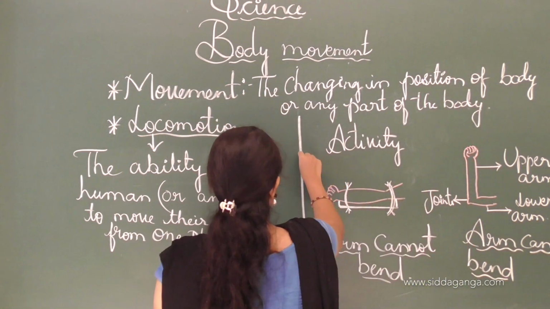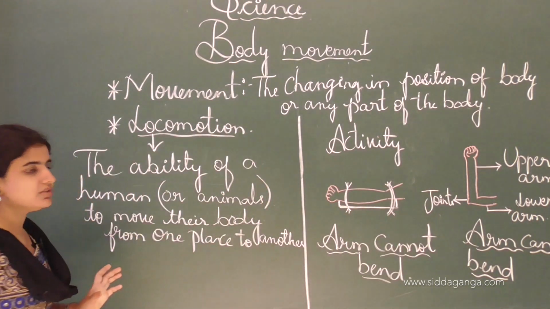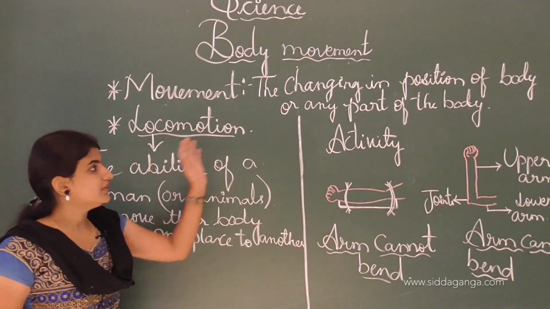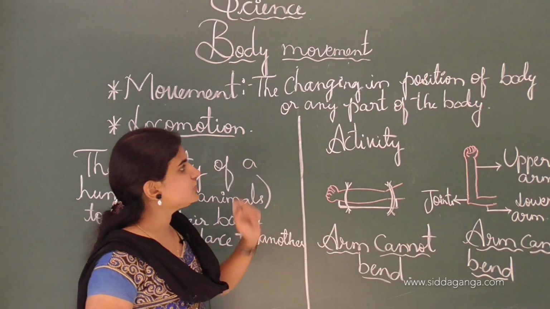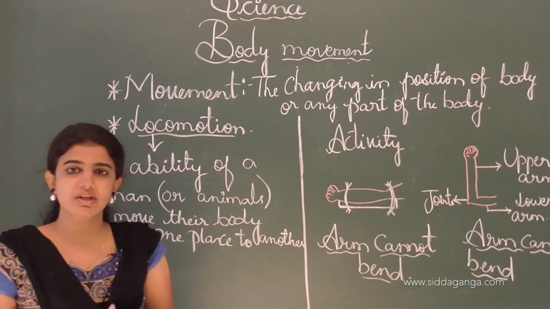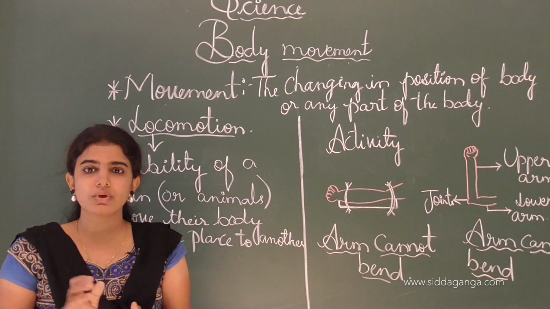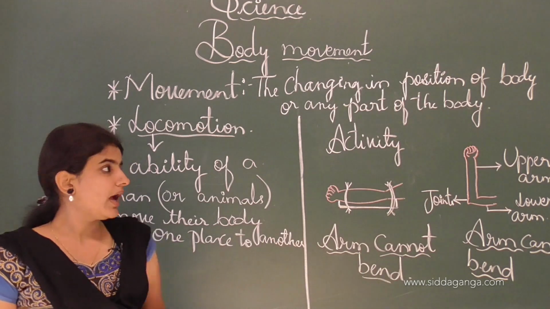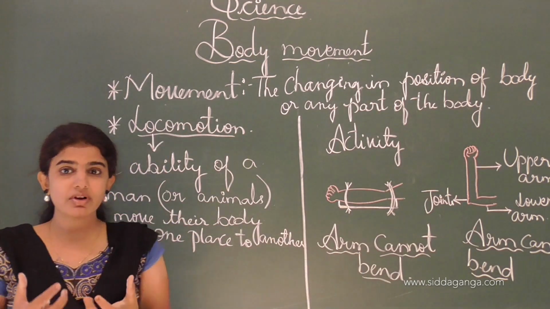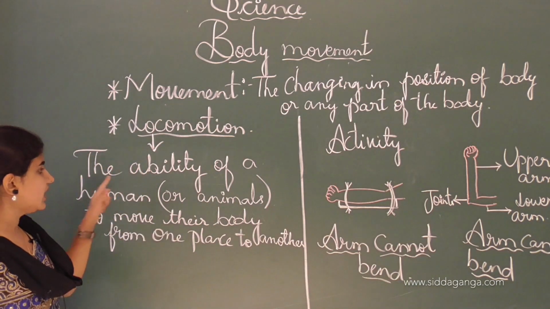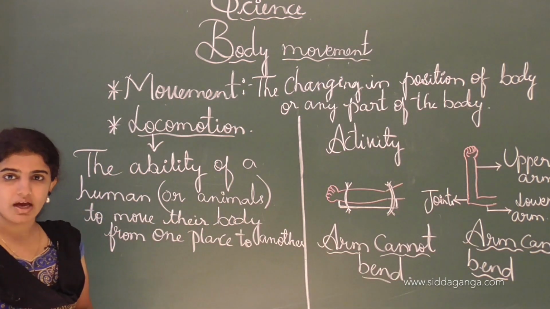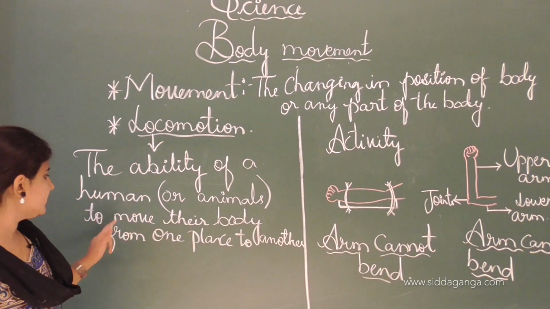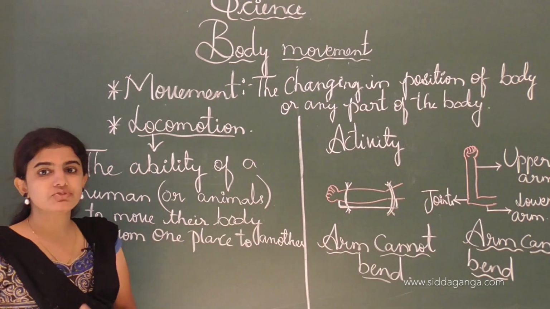Now we can say that movement and locomotion are slightly related, whereas movement is different from locomotion. In movement, the change in the position of the body or any part of the body is called movement. For example, blinking of the eyes is an example of a movement. We can blink many times in a day, so movement takes place in our body also. And locomotion means the ability of a human, or animals, insects, any living organism, to move their body from one place to another place.